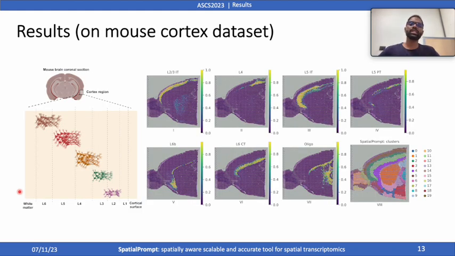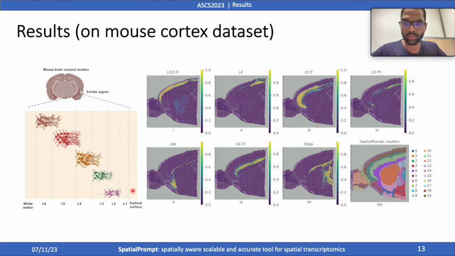First we tested our tool on the mouse cortex dataset. What happens in the mouse cortex? There is a sequential organization of the cell types that are present in the spatial data. First there are L2 and L3 cell types, after that L4, L5 and L6. Like this, there is a sequential organization of cell types present in the mouse cortex.